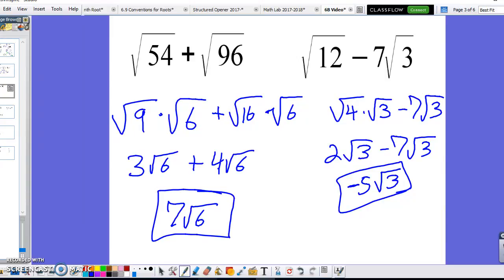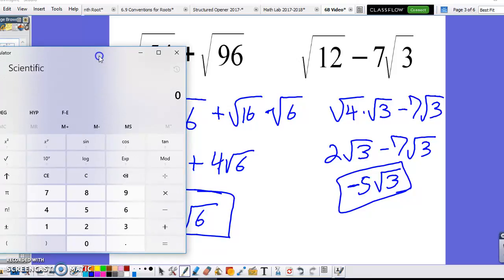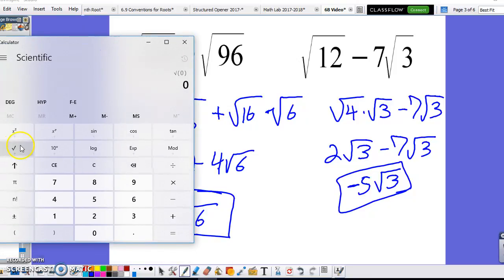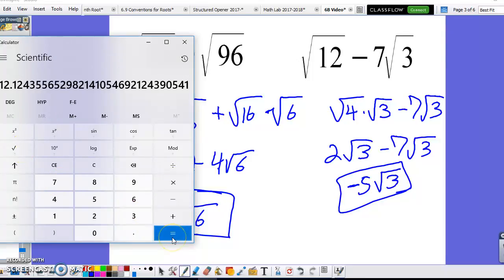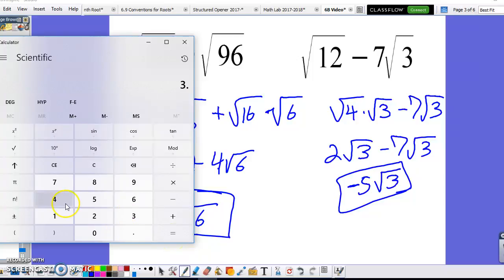One other comment before I move on here. To check my answer, if I wanted to do that, on my calculator, you could do the square root of 12. Square root of 12 is about 3.4. And then let's do the square root of 3 times 7. So we're going to do what? 3.4 minus 12.1 roughly, just to get an estimate.